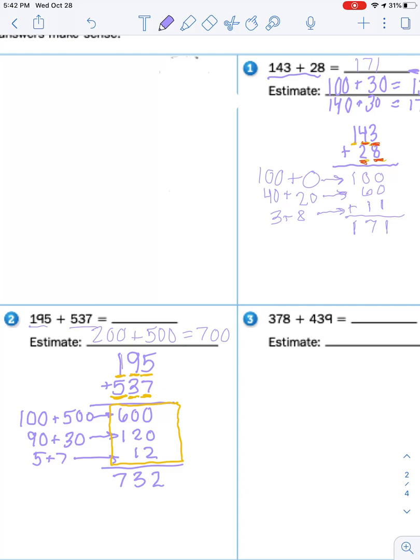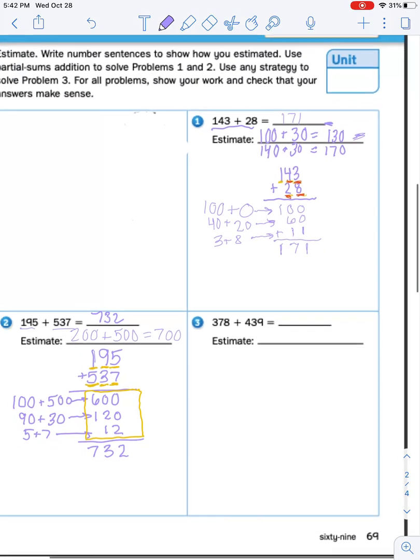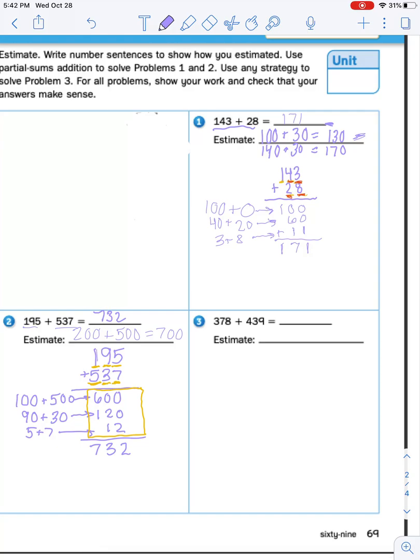732. Oh, okay. Look, my estimate was 700. My actual answer, 732. That's really close. So I know that that answer makes sense. Let's do this last one.